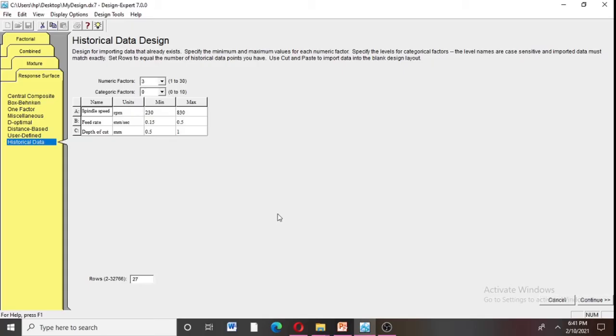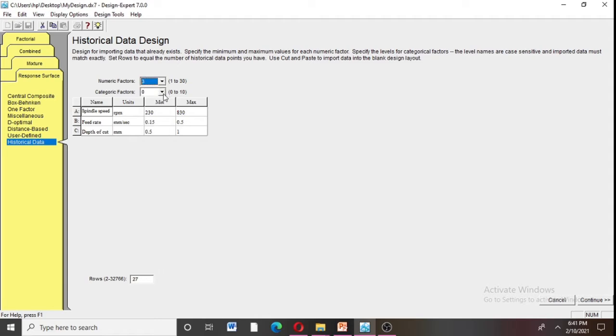Here is the Design Expert software dialog box. Because we considered the experiments previously, I enter the data as historical data. On the left side, there are a lot of designs available: central composite, Box-Behnken, one factor, miscellaneous, user defined, and historical data. But we conducted the experiments previously, so we follow historical data. In this dialog box there is numerical factors, from which we can choose different values. In our experiment we consider three input factors: spindle speed, feed rate, and depth of cut, so I choose 3 as the numerical factors.